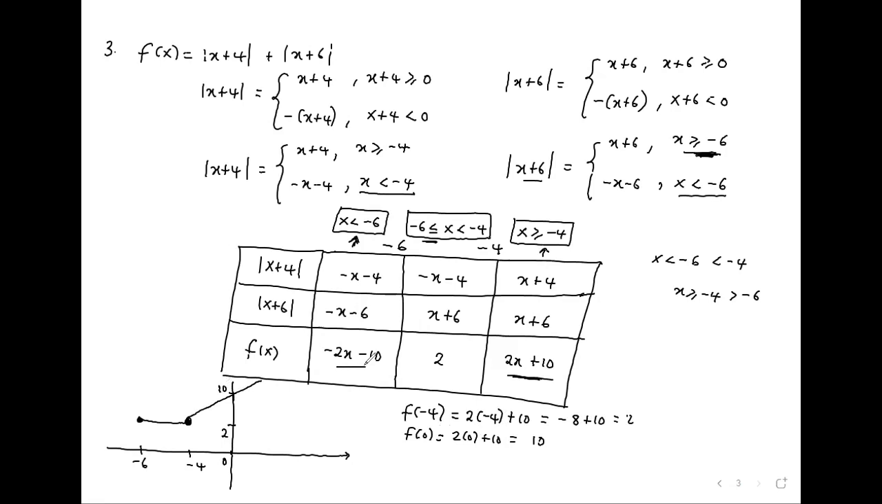Then we go to the left. When x is less than negative 6, let's say at negative 7, what happens? We have 2 times negative 7... actually negative 2 times negative 7, minus 10. That will be plus 14 minus 10, which is 4. 4 is bigger than 2, so it's going this side. So that is the sketch.